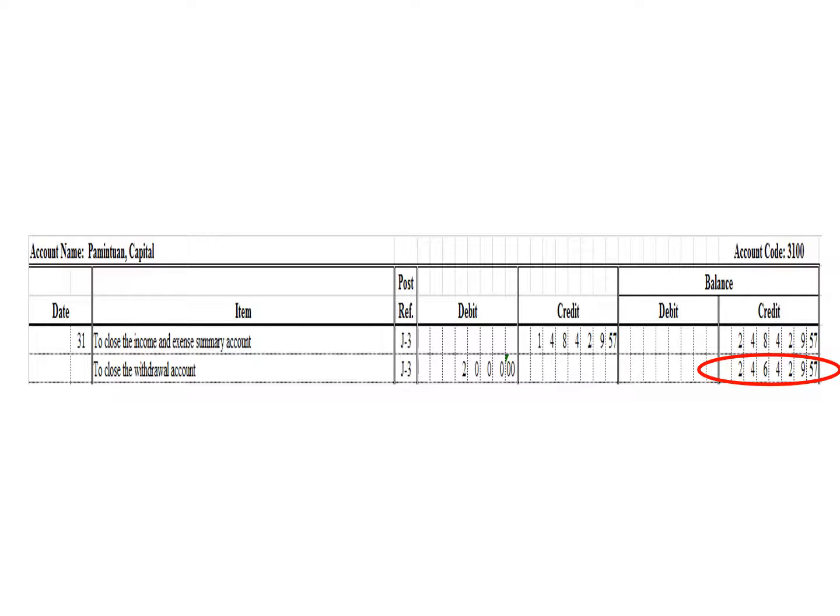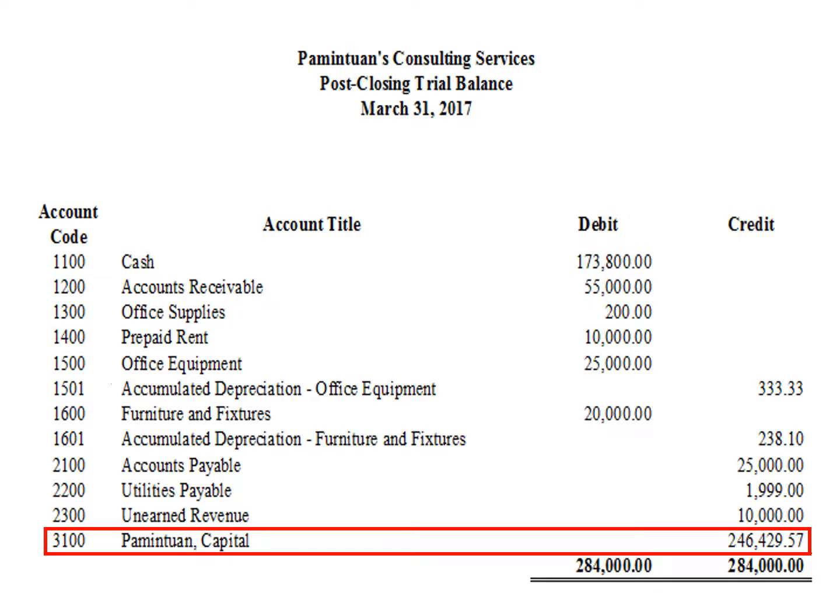Lastly, the Pamintuan capital account has a credit balance of 246,429 pesos and 57 centavos. Write its corresponding balance under the credit column, 246,429 pesos and 57 centavos. So again, the total debits should be equal to the total credits. Our post-closing trial balance has a total debits of 284,000 and a total credits of 284,000 pesos as well.